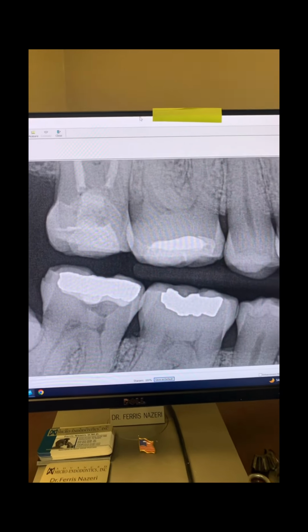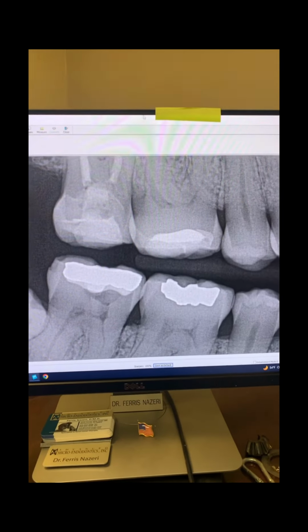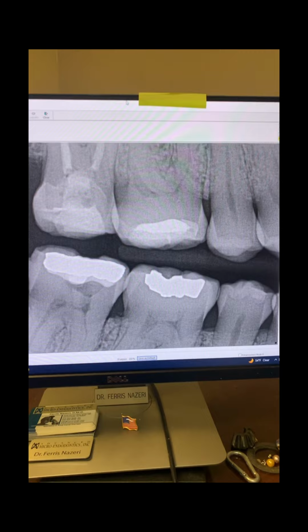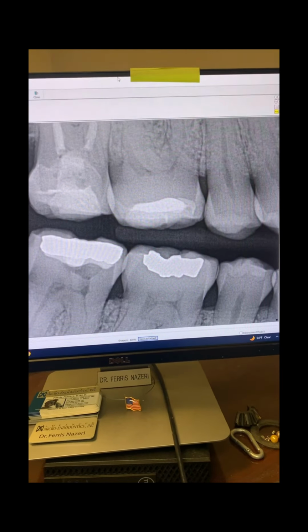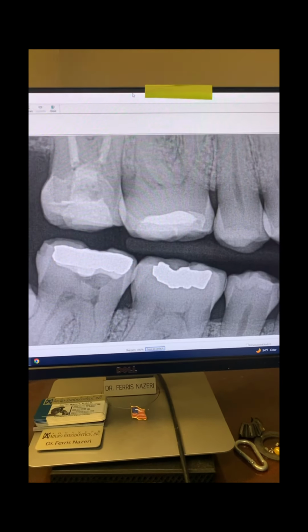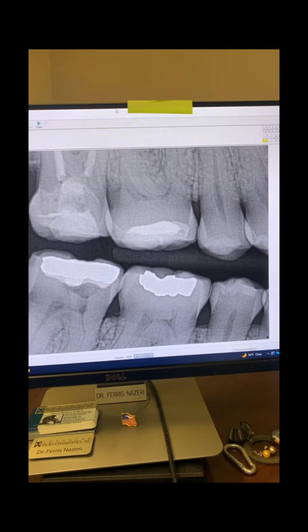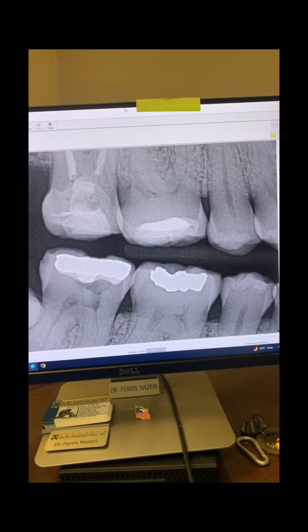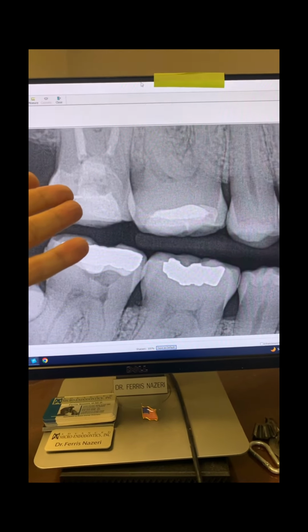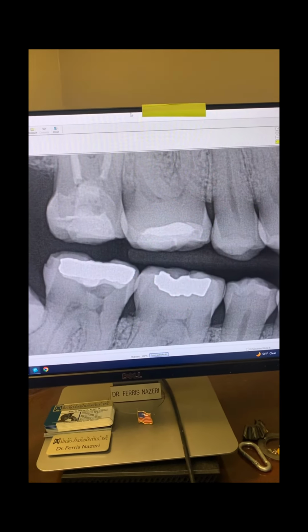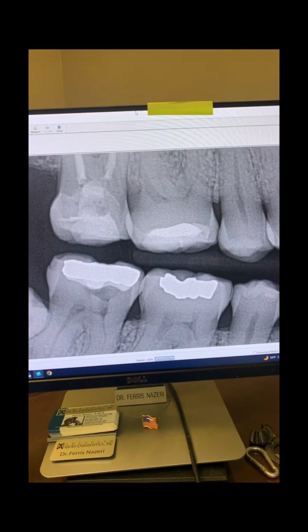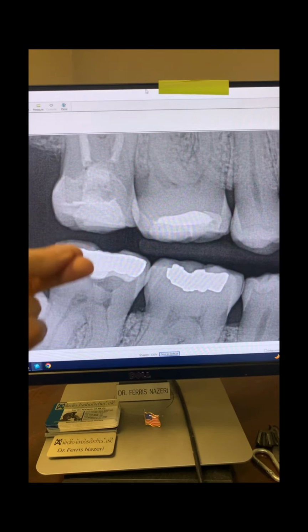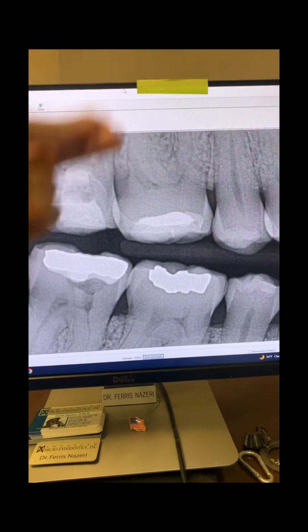The other option is, the patient says, I can't live with this. Even though the cold sensitivity is not bad, I cannot live with it. I cannot live with this cold sensitivity despite the fact that it is not too bad. Then root canal is the only alternative. Root canal is the only option. So this is how you talk to the patient. If you can live with it, live with it. We don't need to do anything. If you can't, root canal.